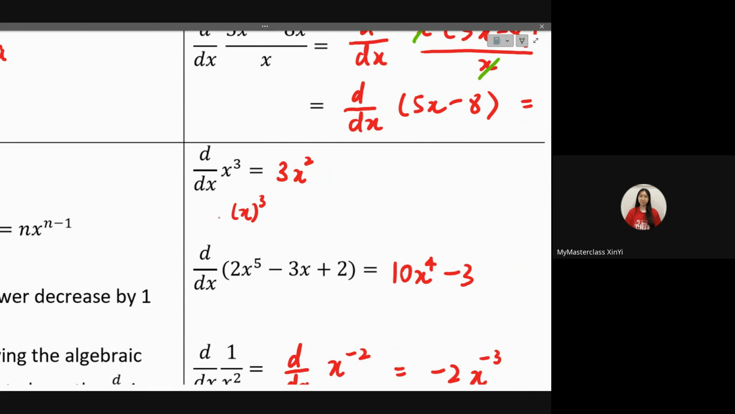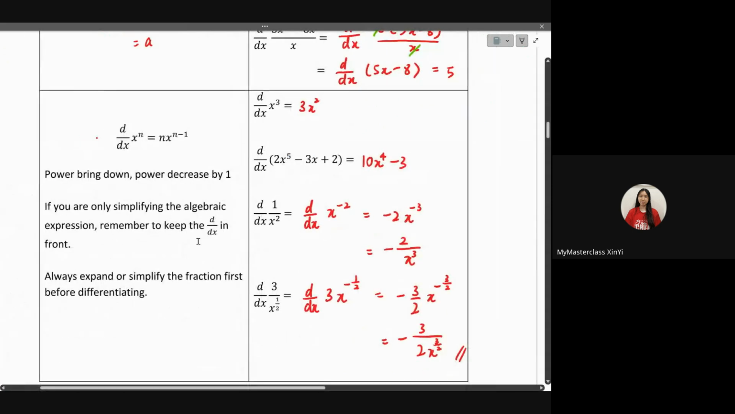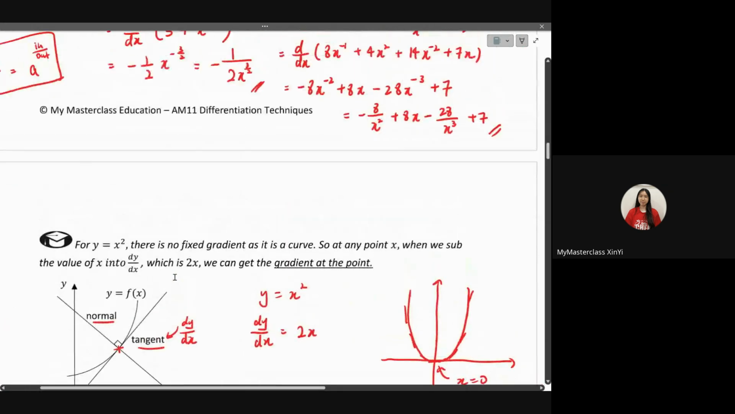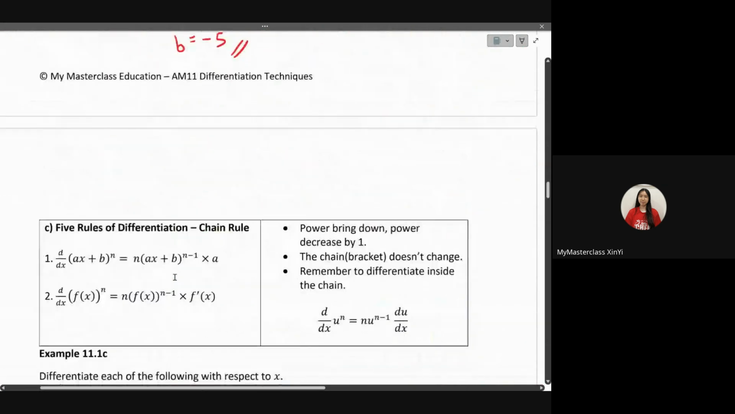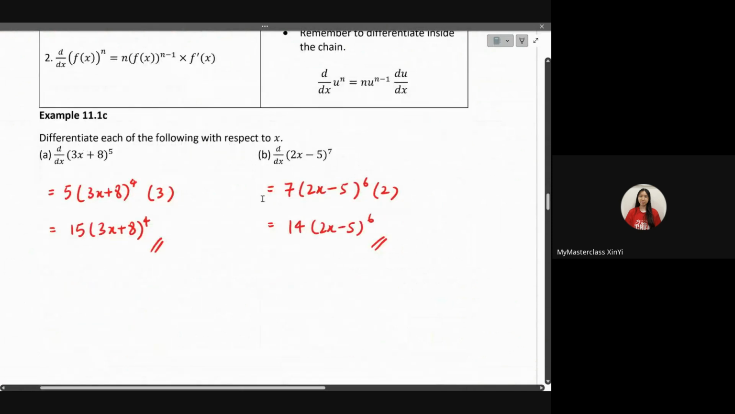I bring down the power, reduce the power by 1, and then I differentiate the inside. I differentiate x is just 1. So that's why it's just 3x. So it's actually the same idea as chain rule also. That's why our chain rule and power rule are very similar. So you just have to remember, you need to always remember to differentiate the inside part as well. Okay?